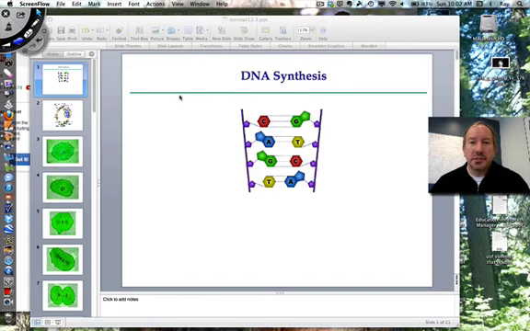Hi everyone, it's Mr. Sinti, and today let's talk about DNA synthesis or DNA replication. What's interesting is this molecule DNA, the double helix. Here it's sort of looking like a ladder.